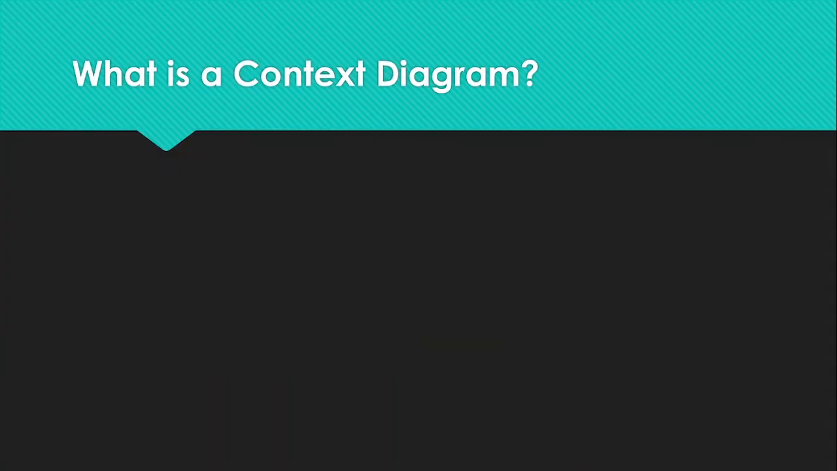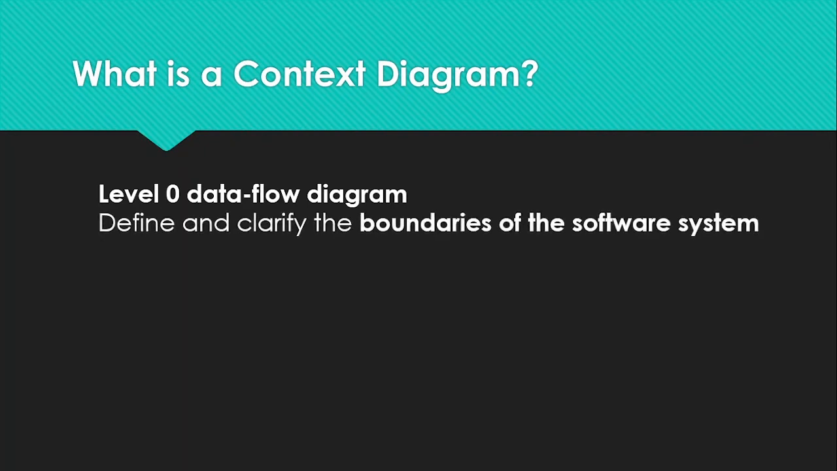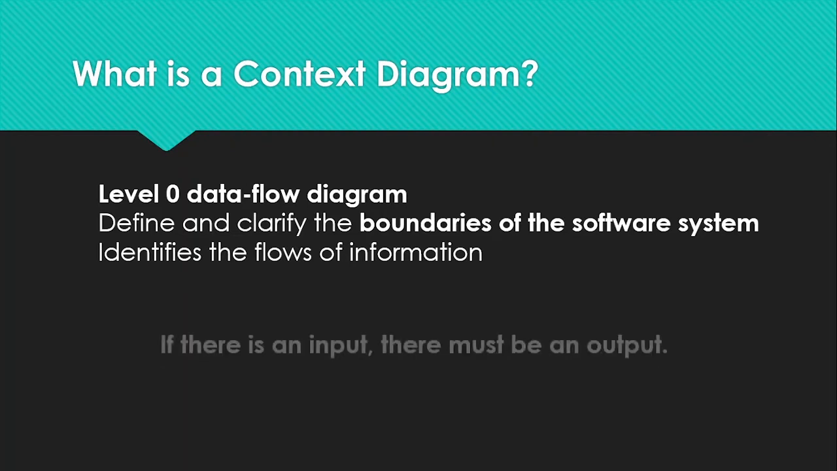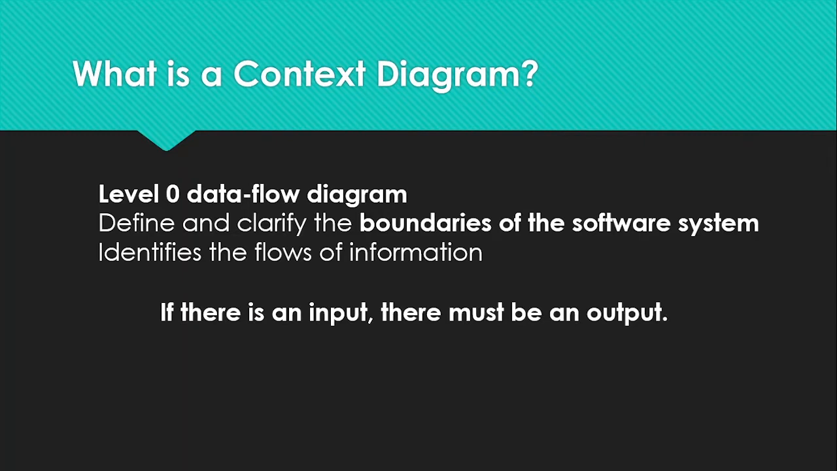So again, what is a context diagram? A context diagram is sometimes called a level 0 data flow diagram, and it is drawn in order to define and clarify the boundaries of the software system. It identifies the flows of information between the system and external entities. Take note, if there is an input, there must be an output. And output are process. You come out with an output because it is process.